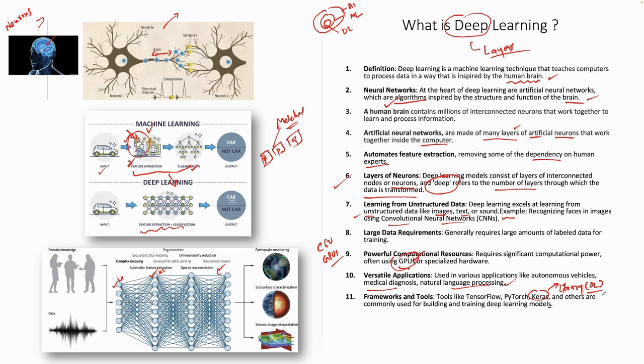So I guess with this, you get a very good understanding of what is deep learning. Remember, whenever we talk about deep learning, always think about how a human brain works.